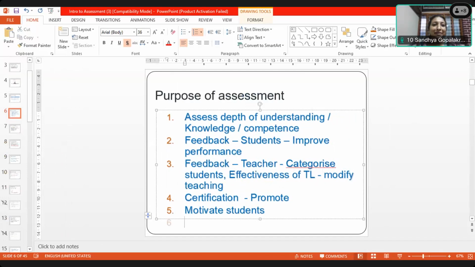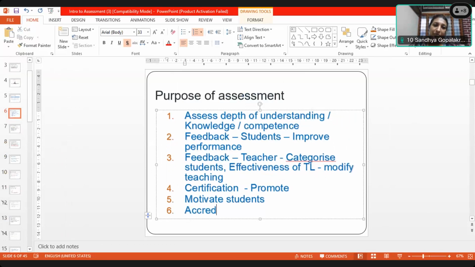It's required for accreditation, sir. Assessment is required for accreditation in what way, ma'am? Can you elaborate a little bit? Because that is also evaluated, sir. How we are doing, what all types of all these things, but in a categorized way.